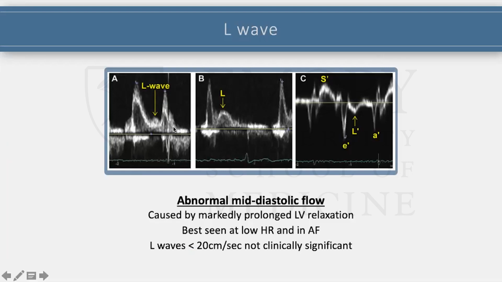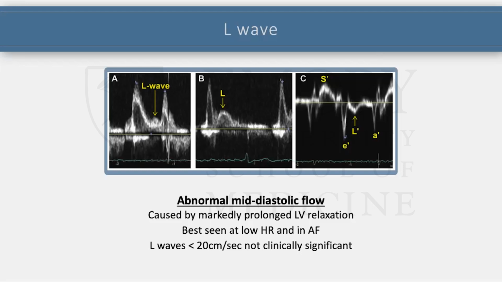Another measure that we can look out for is called the L wave. So this is abnormal mid-diastolic flow. Going back to normal diastole, just thinking about diastasis, we wouldn't expect flow here. But if you have really markedly prolonged LV relaxation, this is going to sort of bleed into the mid-diastole period, and you might actually have flow here. It's often hard to see, can be seen at low heart rates or in AFib when we don't have the A wave to cover up the L wave here. You can see them normally, but if they're small, they can be normal, but anything greater than 20 centimeters per second can be abnormal.